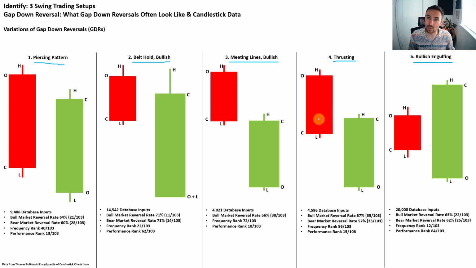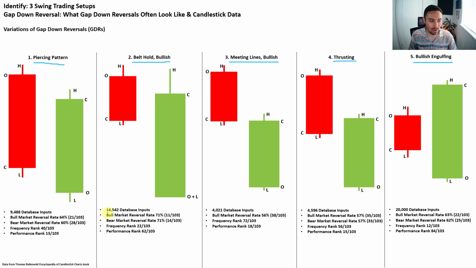Now what's important is we have a lot of data here. So the data that you can see, say for a belt hold bullish, in Thomas Bulkowski's book, The Encyclopedia of Candlestick Charts, it's over 900 pages. He tested 4.7 million Japanese candlestick combinations. That is the most thorough study of Japanese candlesticks that I know of.